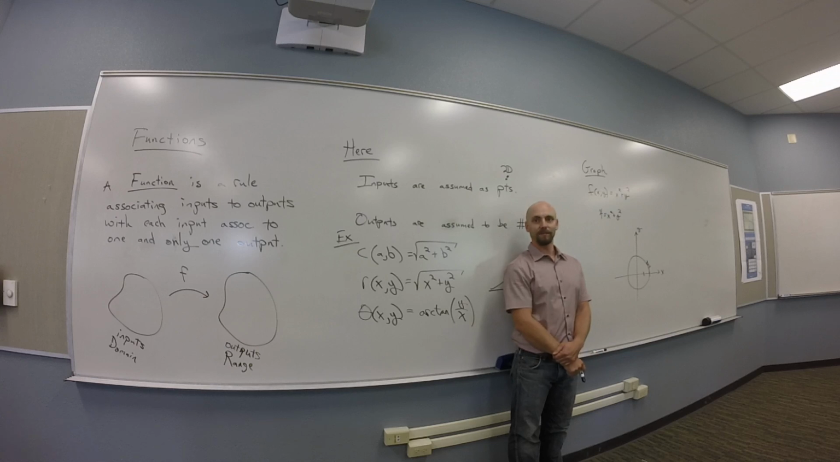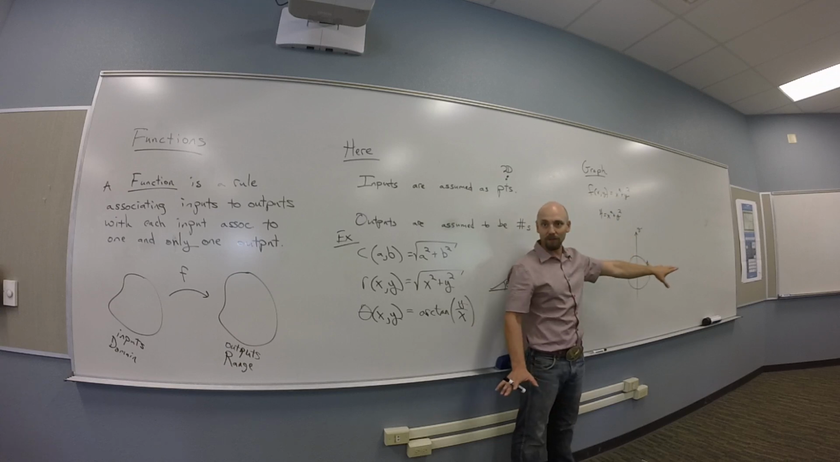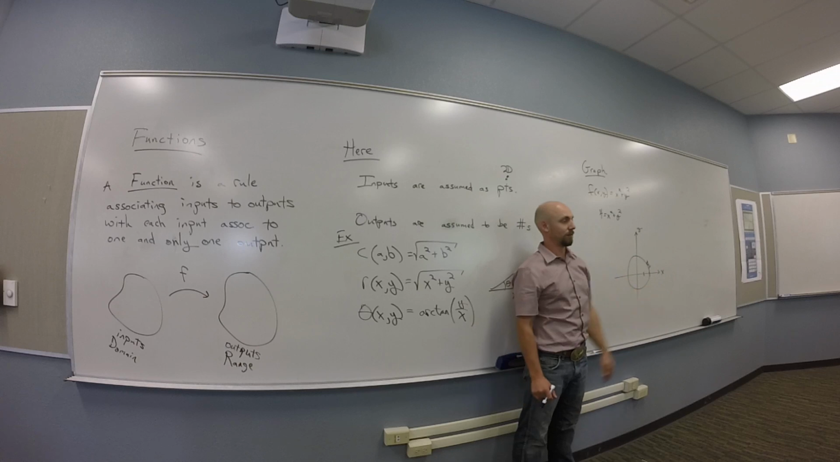Why did I do that? Because the height is 4. So I set the output, the z variable, equal to 4, and then I said, okay, that's this shape. Well, this shape's a circle. So when the output's 4, that happens on this circle. Is this a cylinder? No, it's a cone. Well, that's weird stuff.